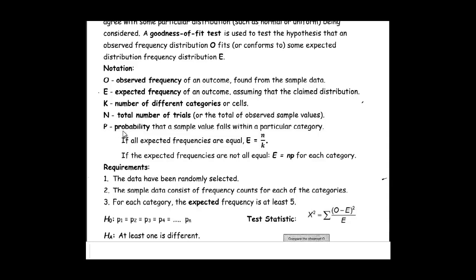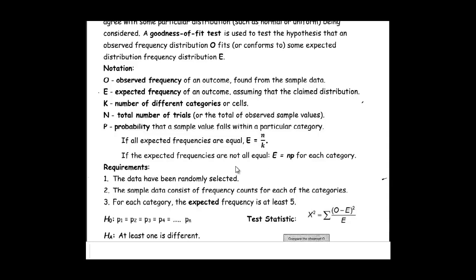We have two different ways that we can calculate the expected frequency. If all the expected frequencies are equal, we would take the number of trials divided by the categories. A good example of that, I've used it several times before, would be if I had each of you roll a die. There's 30 students in the class. If each of you roll a die, what would we expect? How many ones would we expect? How many twos and how many threes and so forth? Well, we would take 30, divide by 6, and we would expect 5 of each of those outcomes.